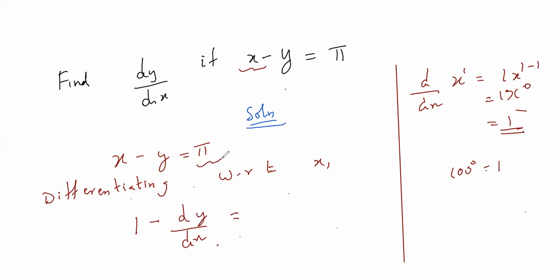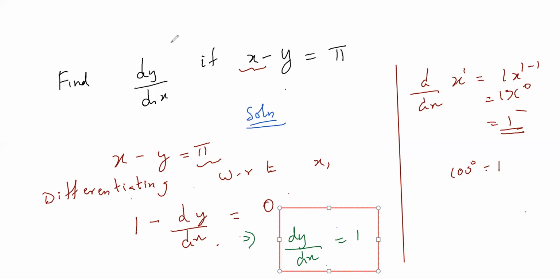And then this one is what? d by dx of pi. Pi is a constant, so it is equal to 0. Fine? So what is my dy by dx value? 1 itself. dy by dx is equal to 1. This you have to put in a box and keep. In examination, you have to present it in a box so that the teacher's attention will be on the box.